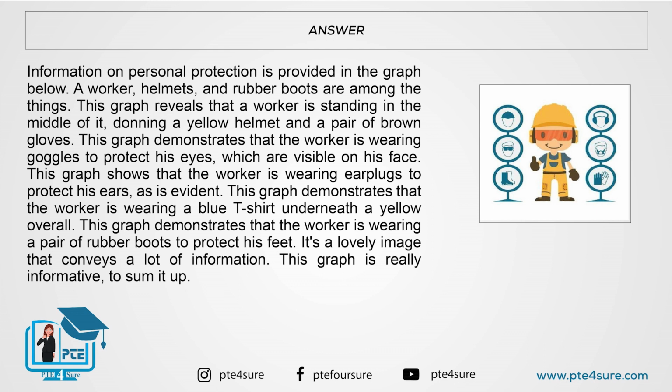Information on personal protection is provided in the graph below. A worker, helmets, and rubber boots are among the things. This graph reveals that a worker is standing in the middle of it, donning a yellow helmet and a pair of brown gloves. This graph demonstrates that the worker is wearing goggles to protect his eyes, which are visible on his face. This graph shows that the worker is wearing earplugs to protect his ears, as is evident.